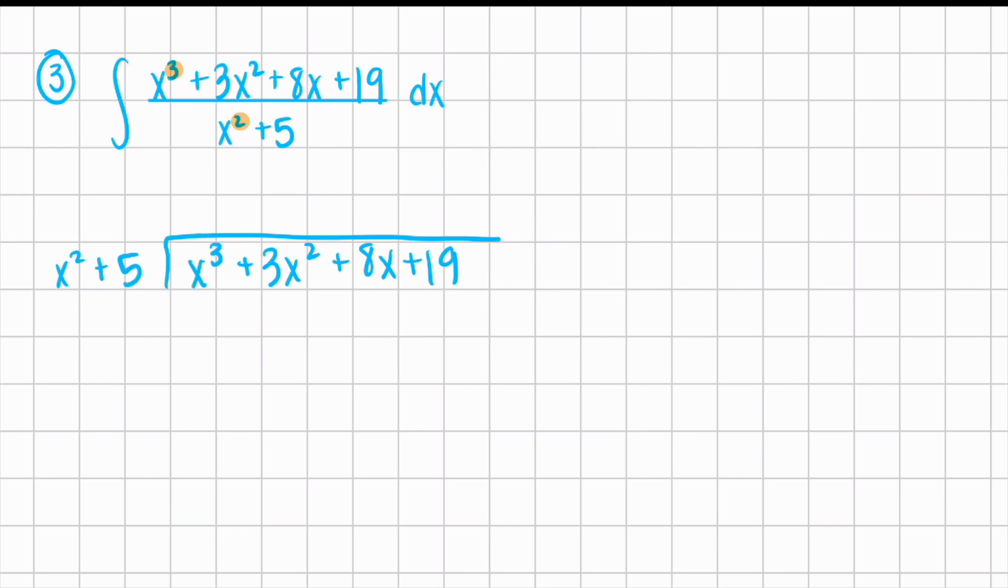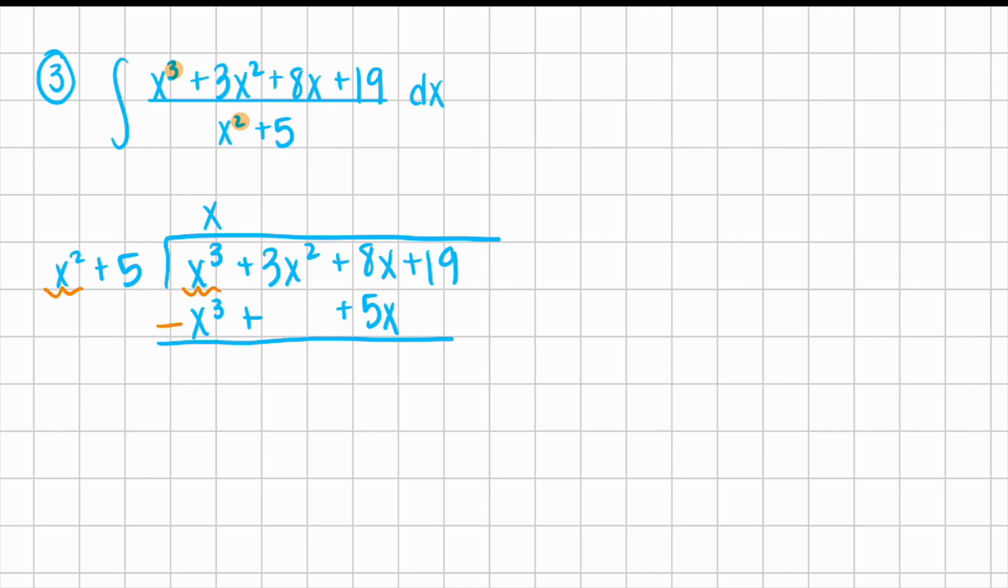All right, so for this one, x squared times what gives us x cubed? That's going to be x. Distribute the x to the x squared plus 5. We get x cubed plus 5x. I'm going to put that where we have like terms vertically. So I'm going to put the 5x under the 8x.